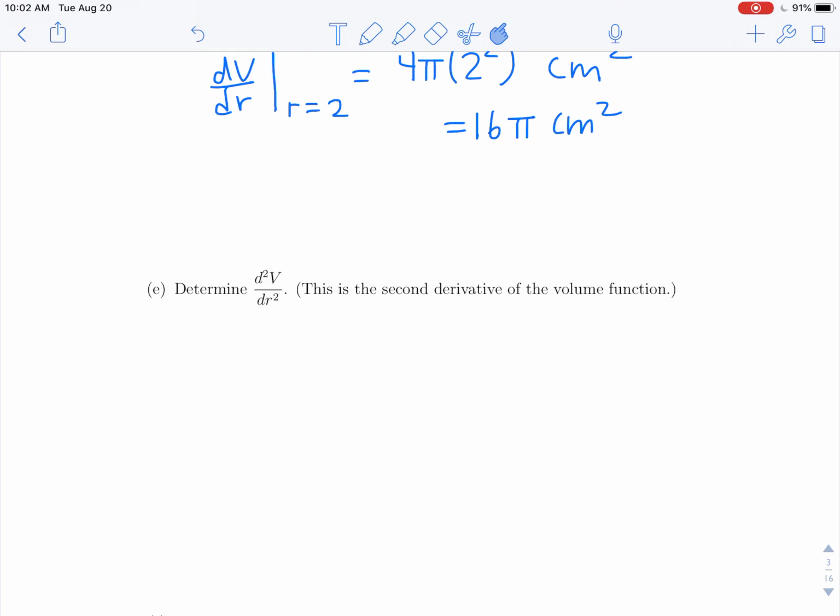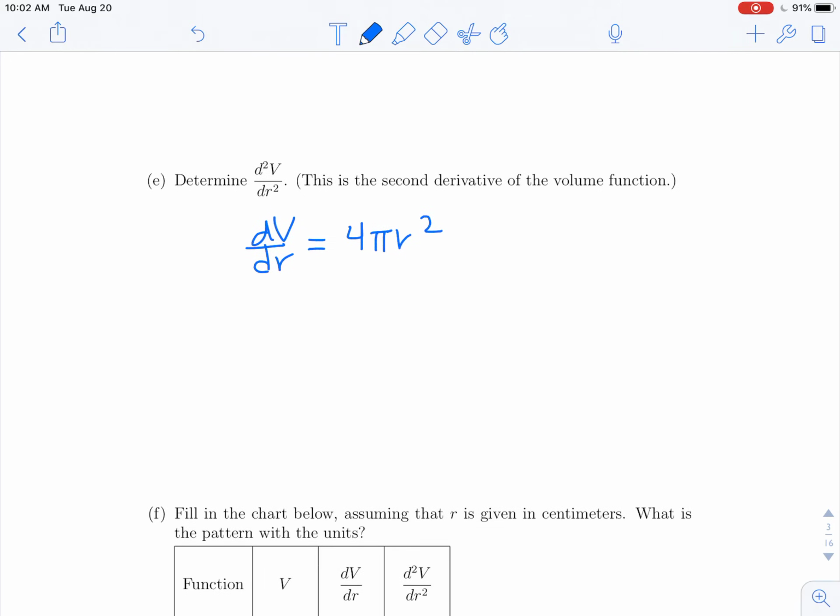Part E says determine d squared V over dr squared. And what that means is the second derivative of the volume function with respect to r. So we're going to use dV over dr again. So dV over dr is 4 pi r squared. And now we need to take a derivative again. So d squared V over dr squared is going to be, use the constant multiple rule, 4 pi times the derivative of r squared, which is 2r. And so our second derivative is 8 pi r.